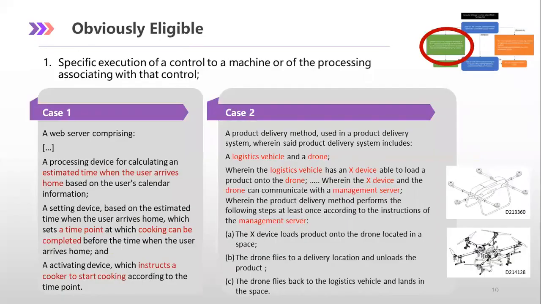Okay, we're going to look at several examples from the new chapters to help you understand the flowchart better. Here are two cases that are a type of obviously yes, but they are specific execution of a control to a machine or processing associated with that control.